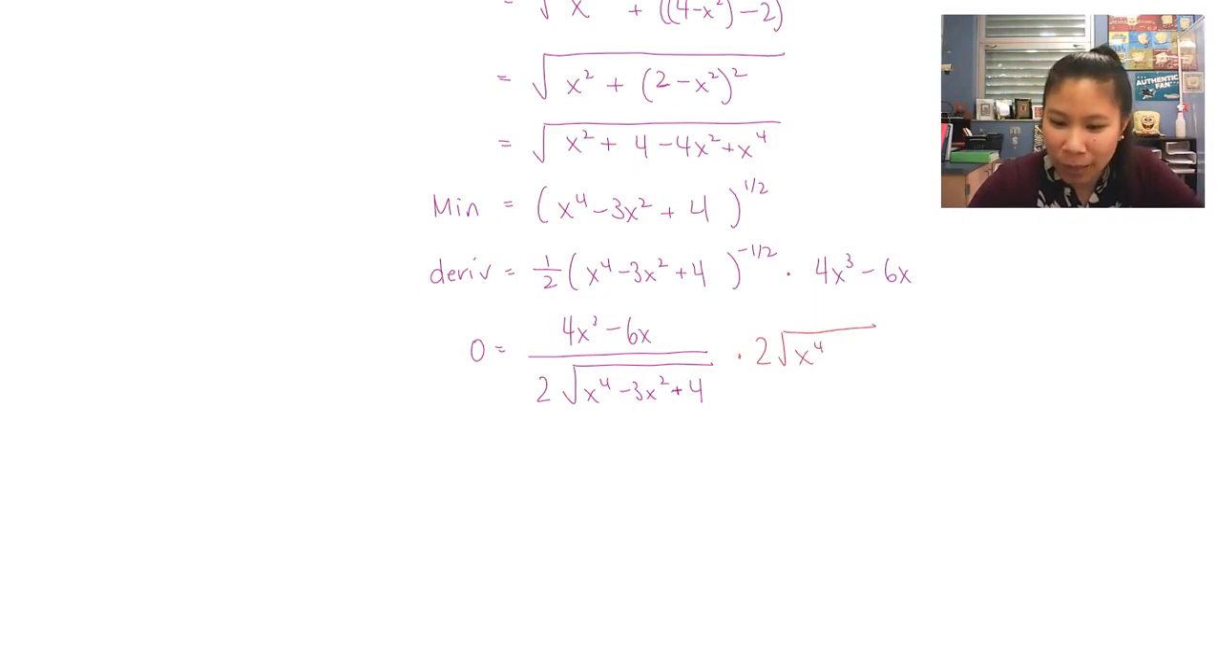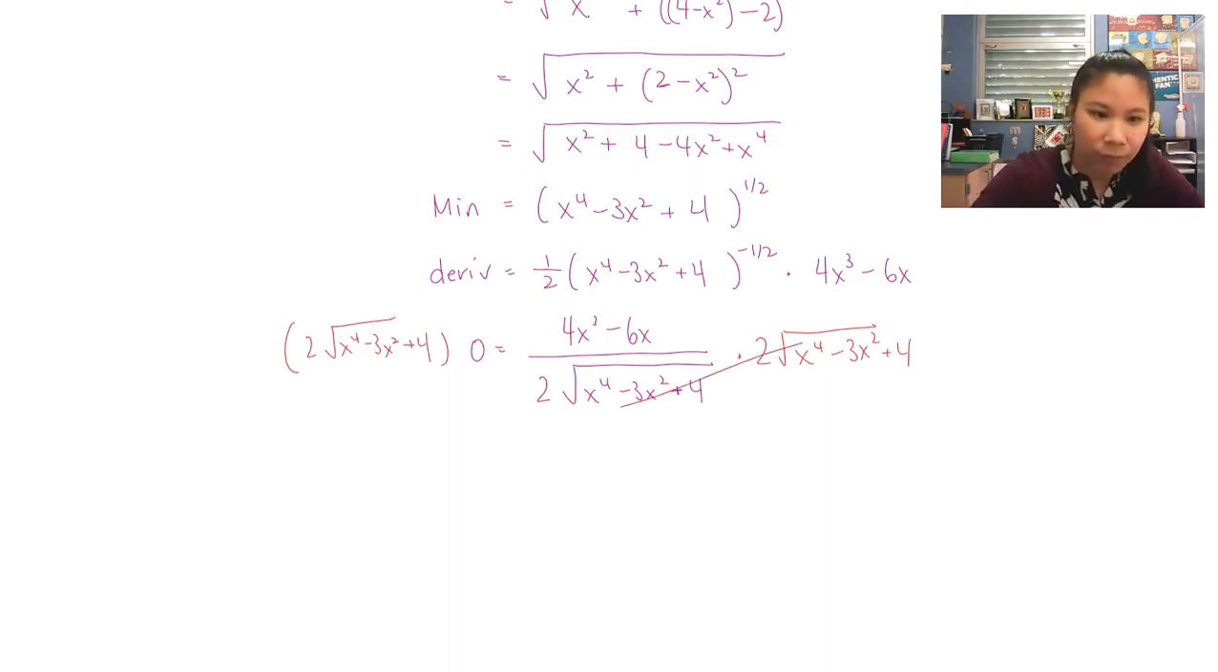When that gets multiplied with the zero, it'll just equal zero. And so that kind of cancels out, which is nice. I'm going to end up with 0 equals 4x cubed minus 6x.